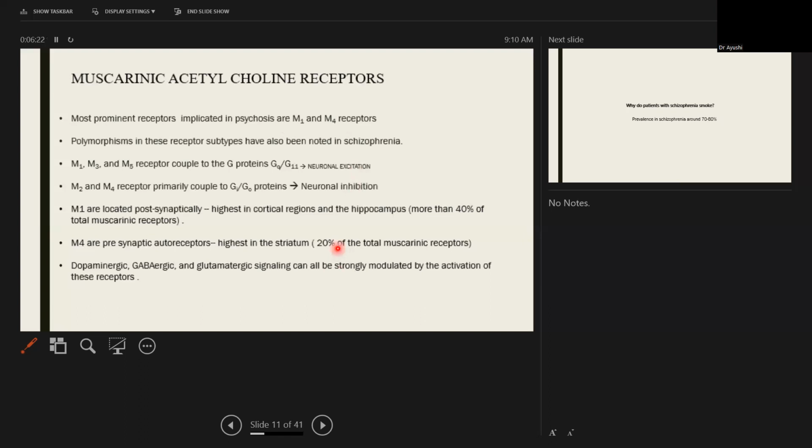So the M1 receptor, which is an excitatory receptor, is present post-synaptically, and it is present at the highest density in cortical regions and in the hippocampus. And the M4, which is a presynaptic autoreceptor and hence an inhibitory receptor, is highest in the striatum, that is 20% of the total muscarinic receptors. These receptors also modulate the release of dopamine, GABA, and glutamate neurotransmitters.